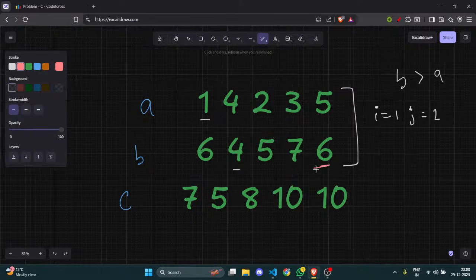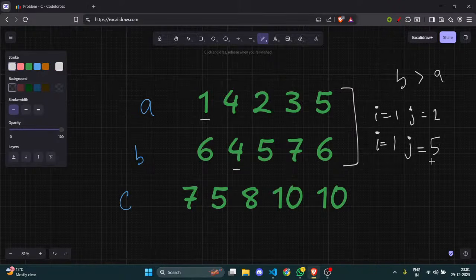Okay, now let's try for i equals 1, j equals 5. Yes, this is good. 6 greater than 4, yes. 4 greater than 2, yes. 5 greater than 3, yes. 7 greater than 5, yes. I said it in reverse order, but yes, 7 greater than 5, 5 greater than 3, 4 greater than 2, 6 greater than 4, and 6 greater than 1. Yes, these are valid choices. So another valid choice is i equals 1 and j equals 5. So this is also a valid choice.